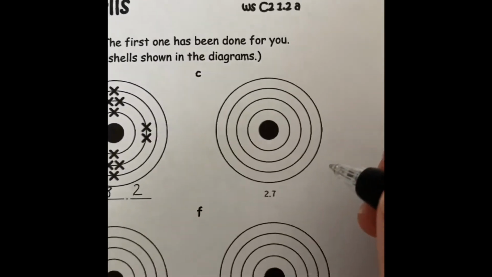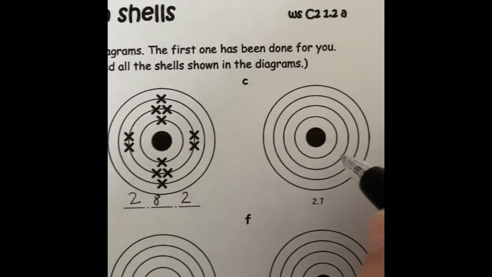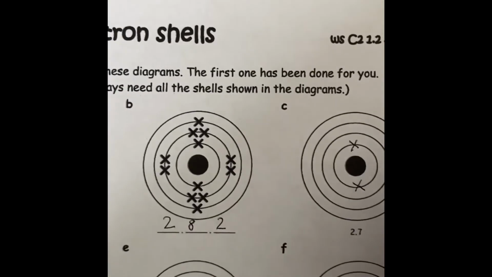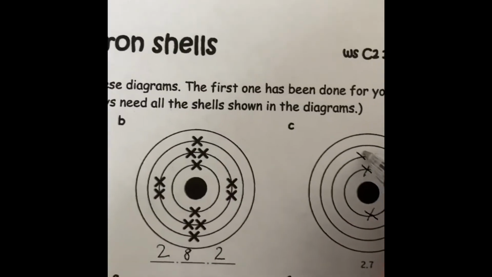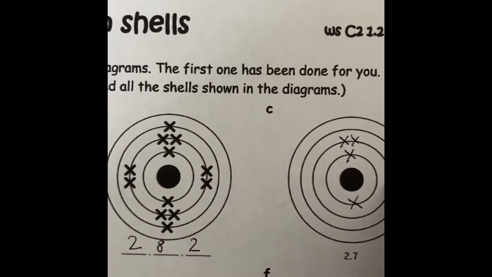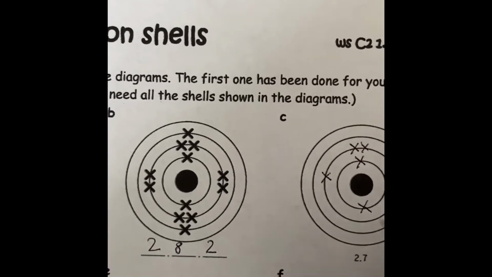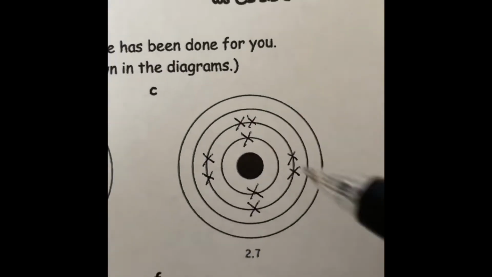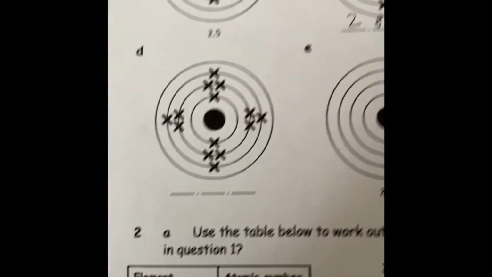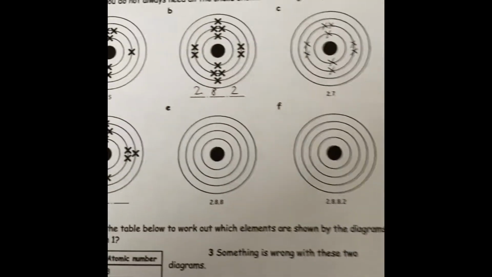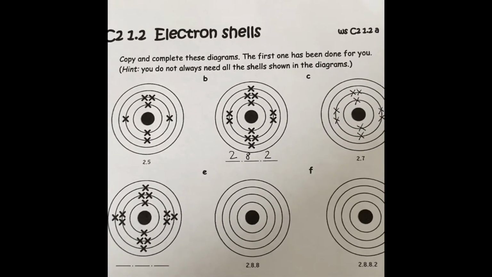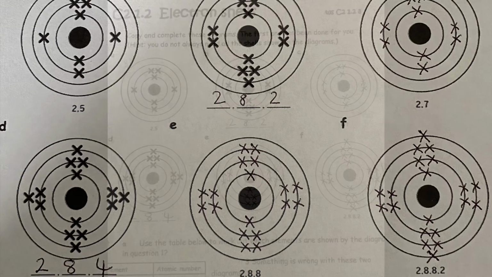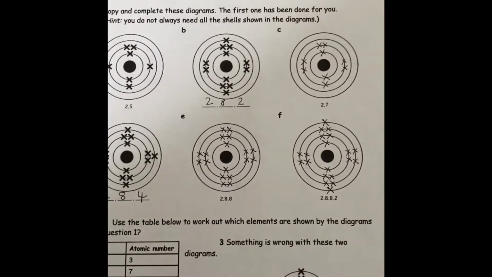Okay, so the next one, if we're going to fill this out, this is already done for you. We can go like that. 2 on the first one, and then we can put 7 on the next one. And 1 at the bottom. You can always count them again to make sure that they've got the correct amount. So again, this one you need to count. I will put a picture of these completed. Okay, so that is completed.